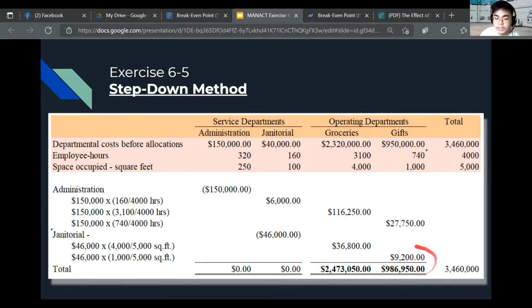And for the gifts, same computation. We added the initial cost of 950,000 and the cost from the administration service department, 27,750, and the cost from the janitorial services department, which is 9,200. We added, so we got 986,950, for a total of 3,460,000. I'm sorry. So for the next exercise, is Circle available already?